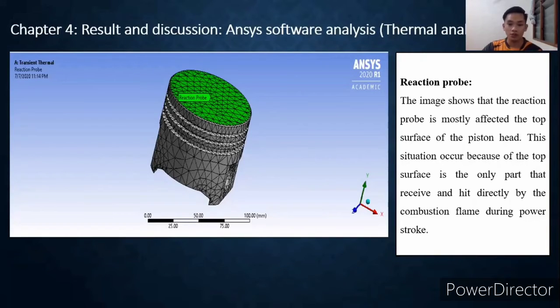And for the reaction probe, we can see here that it mostly affects the top surface of the piston head. This situation occurs because the top surface is the only part that receives heat directly from the combustion flame during the power stroke.